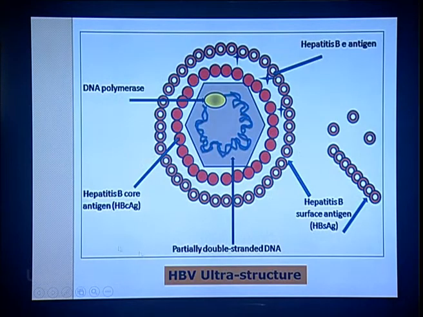So if we look at the schematic diagram, you can see that the DNA part is actually not a completely double-stranded DNA. It is a partially double-stranded DNA associated with DNA polymerase enzyme. And you can see the red colored particles that are the hepatitis core antigens. And then at the outside part, you have the total envelope that comprises of the hepatitis B surface antigens.